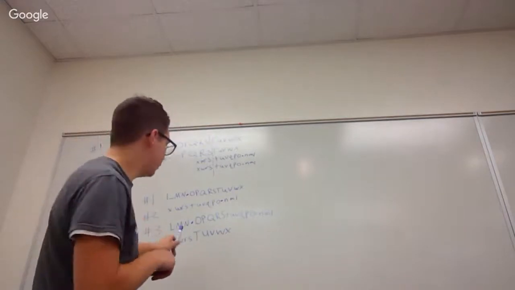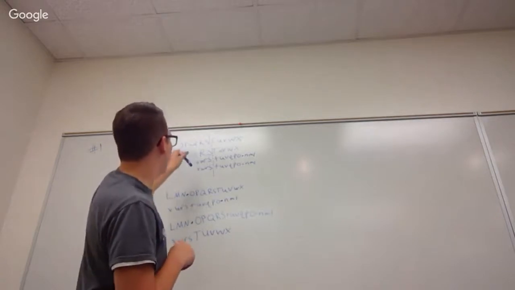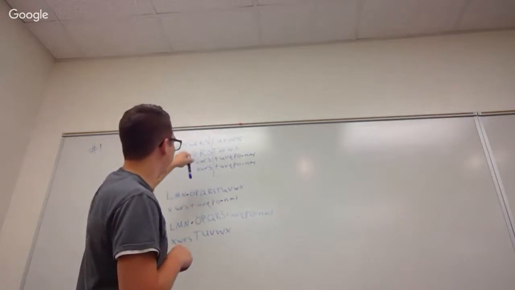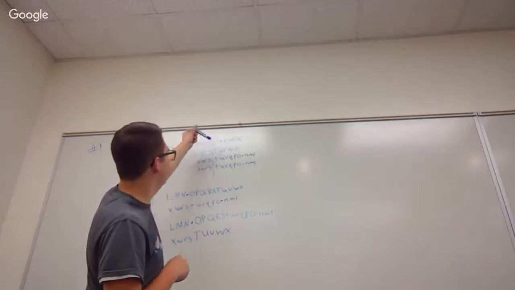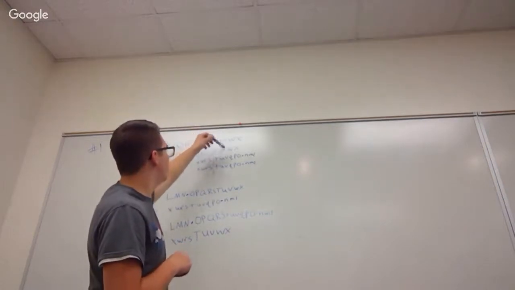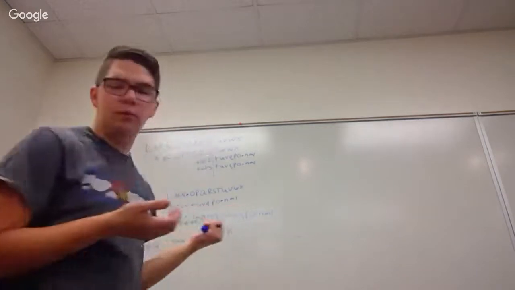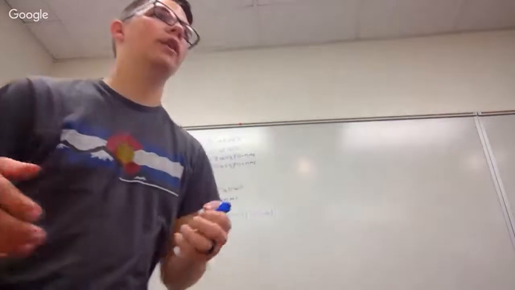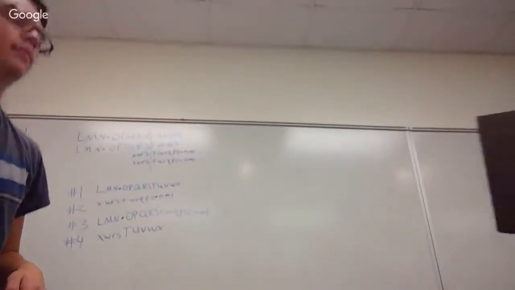You probably did it the other way, but I just like reading left to right. So we have XWRS, and then we go up to TUVWX. So that's problem 1. It was pretty simple. It's the same as on our practice problems.